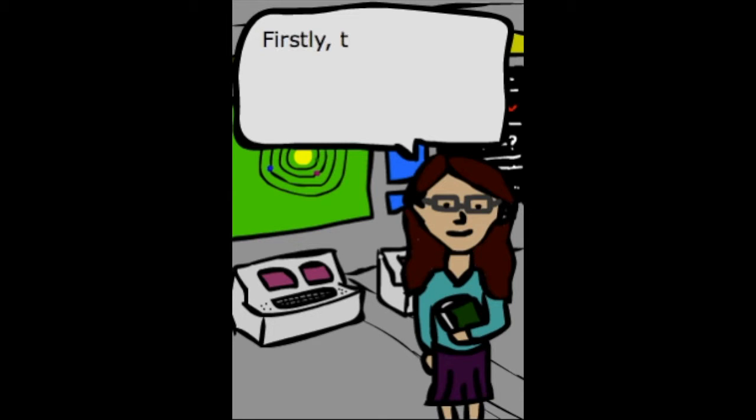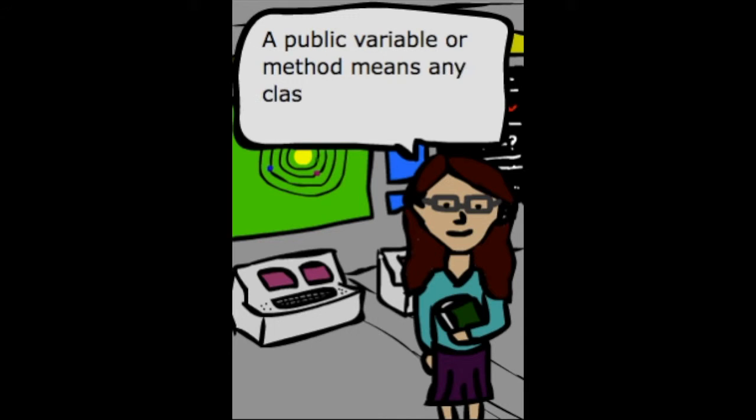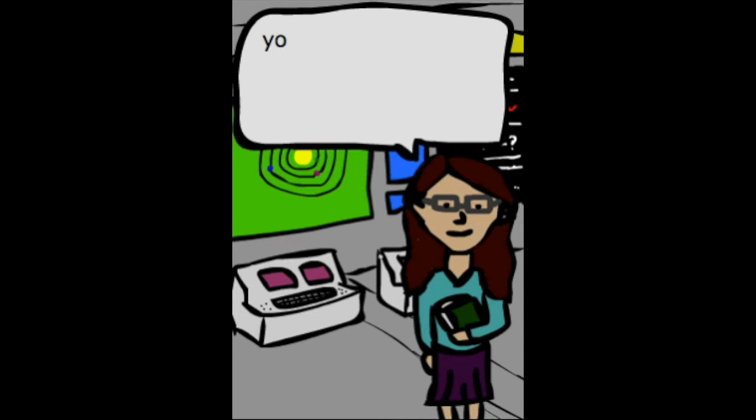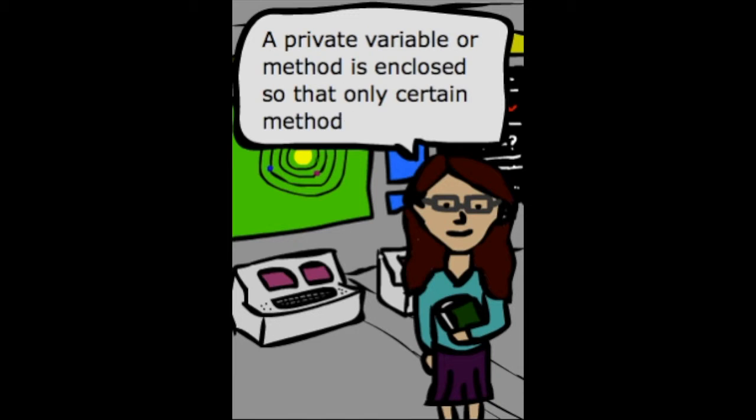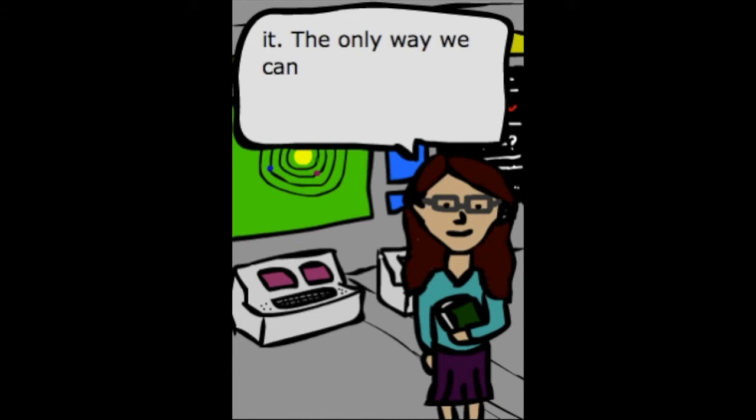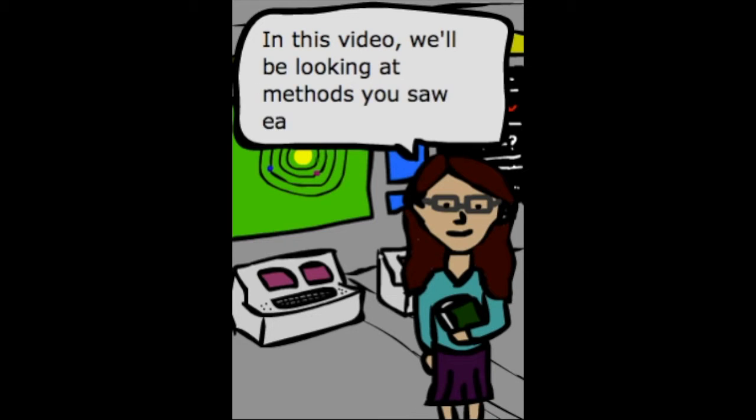Firstly, there are two types you need to know, public and private. A public variable or method means that any class can access it. It's useful when your entire application needs to use that variable or method. A private variable or method is enclosed so that only certain methods can access it. The only way we can access a private variable or method is within the class that defined them in the first place.